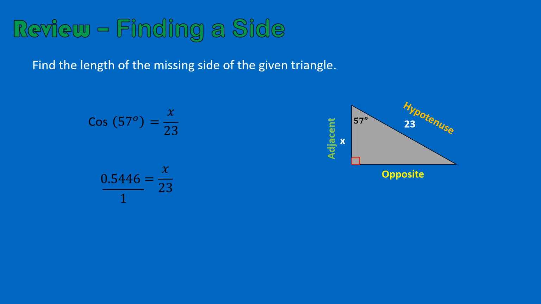So now I'm going to cross multiply. 0.5446 times 23 is 12.53. And x times 1 is just x. So this adjacent side of the triangle is 12.53 units.